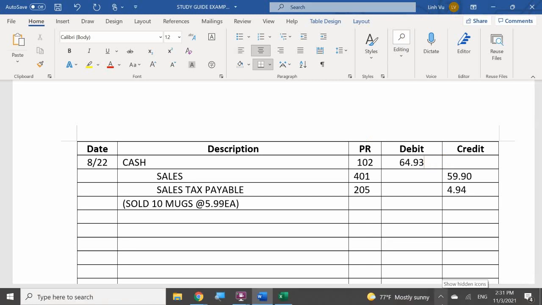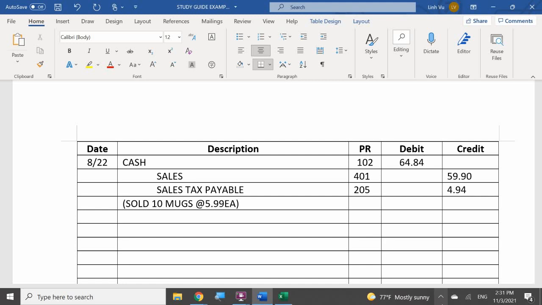Okay, so 59.9 plus 4.94 is 64.84. I don't know how I got that. Okay, so 64.84. Okay, so remember, you have to check your balances, if your debits match your credits. In this case, this did not match. Okay, so now this matches, right? That matches. 64.84.